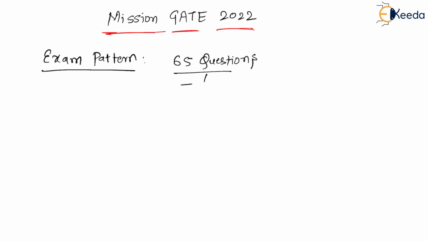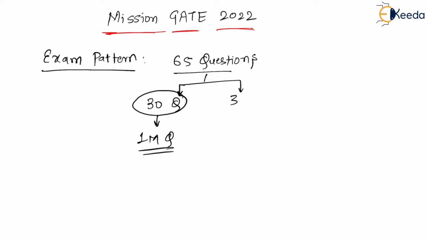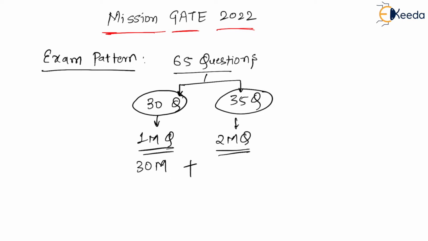out of which 30 questions will be 1 mark questions and 35 questions will be 2 mark questions. So now if you see here, 30 into 1 is going to be 30 marks, plus 35 into 2 is going to be 70 marks. So the total marks that you have for this exam is going to be 100 marks.